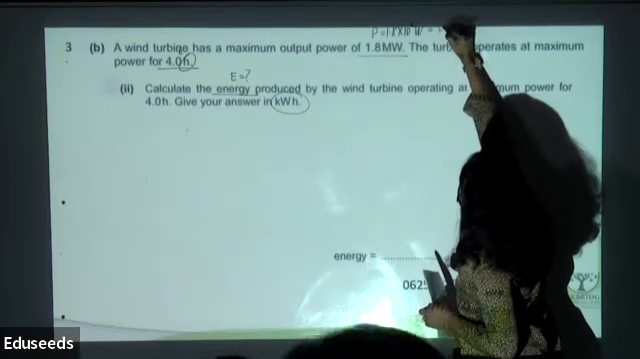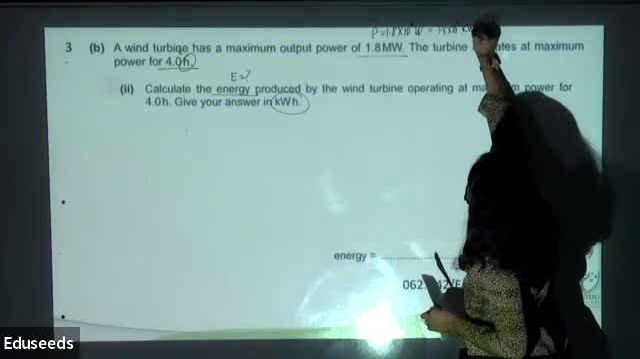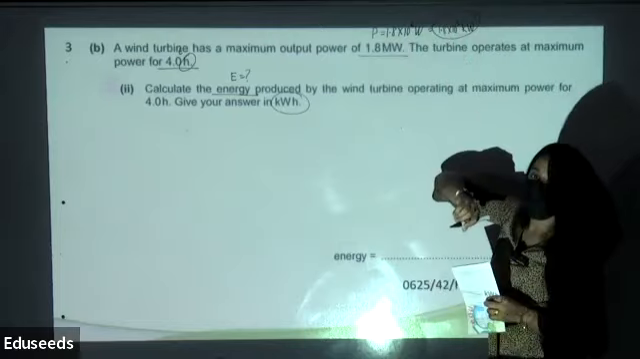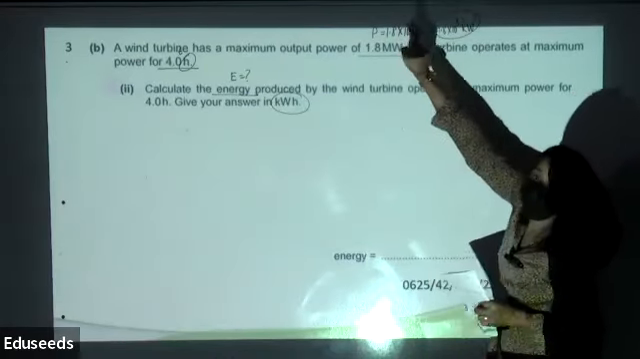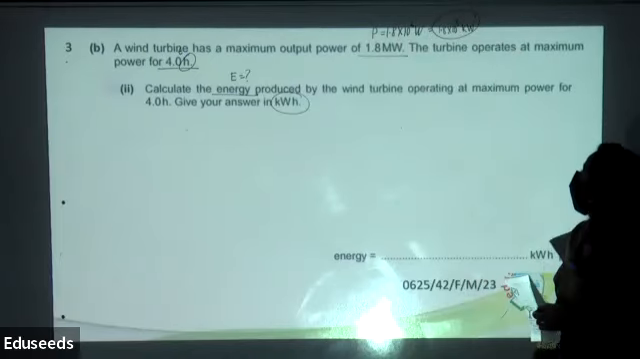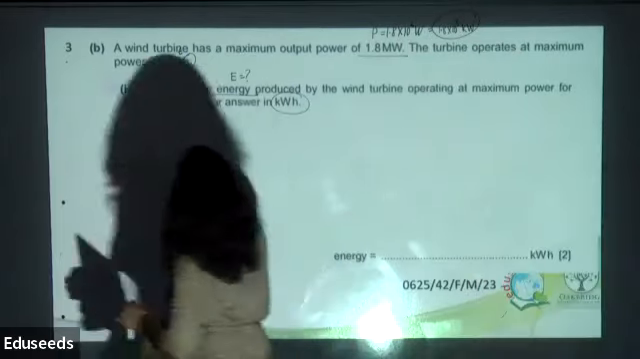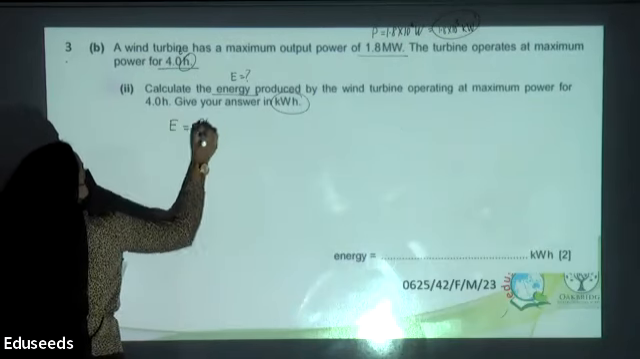Okay, 1.8 times 10 to the power of 3 kilowatt. 3 plus kilo, another 3, right? You get 6, correct? So 10 to the power of 3 kilowatt. Okay, now write down the formula. E equals to PT.